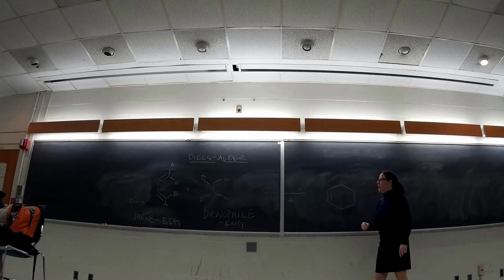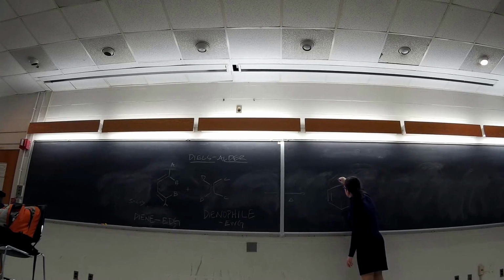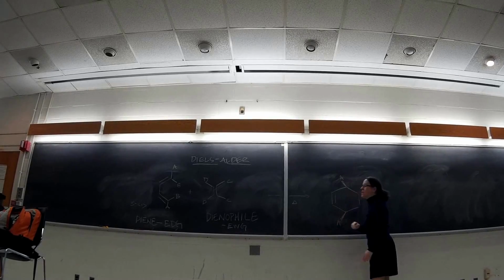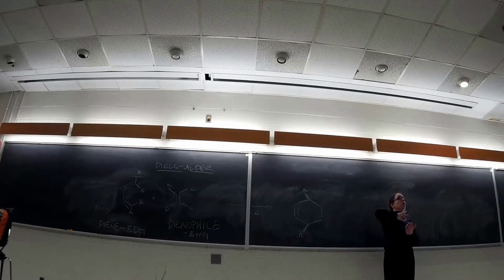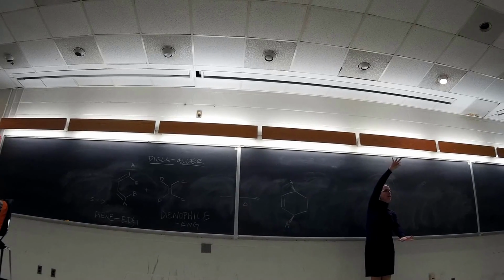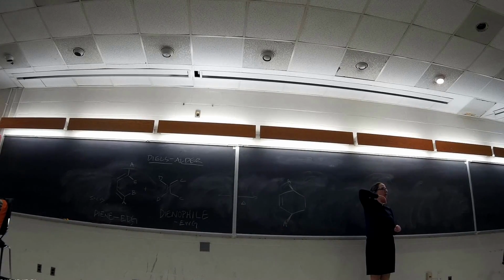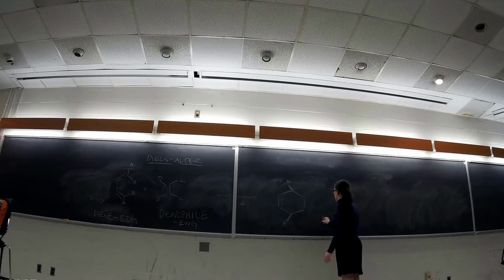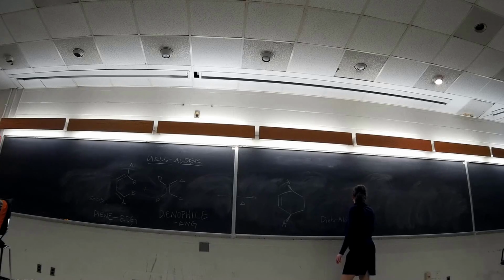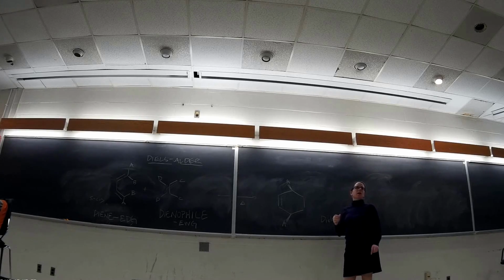So here I go. A's will be on the same side, which means they both have to be in wedges or both dashes. They will always be on the same side. If they are pointed up completely or down completely in your s-cis conformation, they will be in the same symbolism in the Diels-Alder adduct. That's what we call this guy. This is a Diels-Alder adduct.